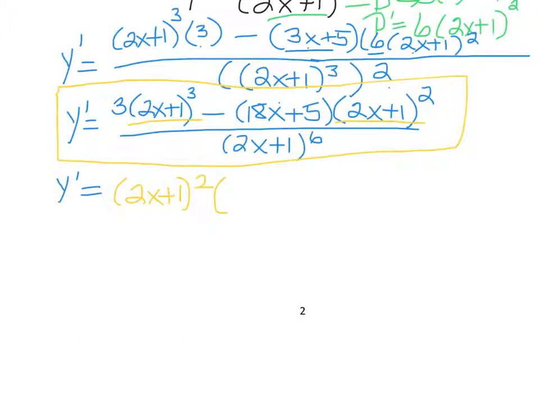Which means that from the first term, you're going to be left with your 3 times 2x plus 1, minus 18x plus 5. And since we factored this out, that's going to be all there is left to that part.